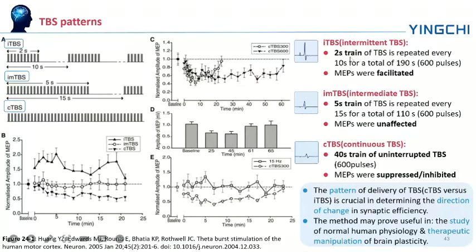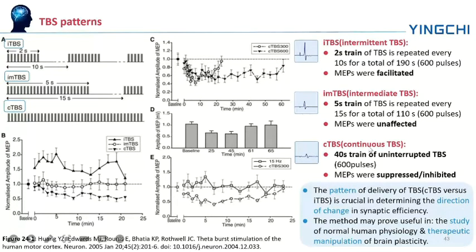So this iTBS, it has a 2 second train of TBS repeated every 10 seconds for a total of 190 seconds with 600 pulses, and it can facilitate the MEPs. So as you can see, these 8 seconds have no stimulation.